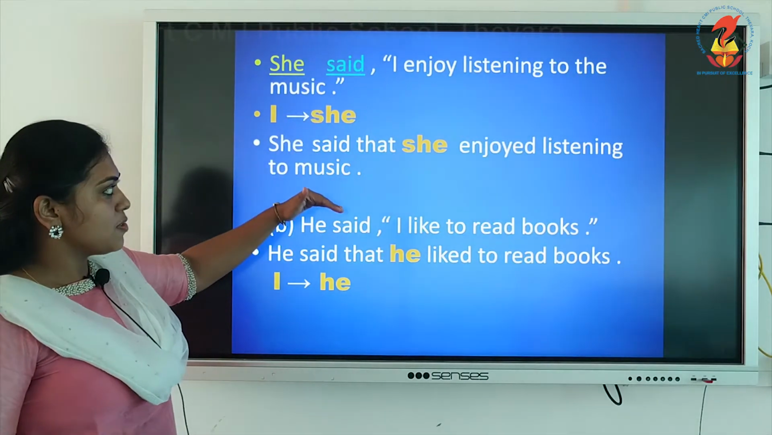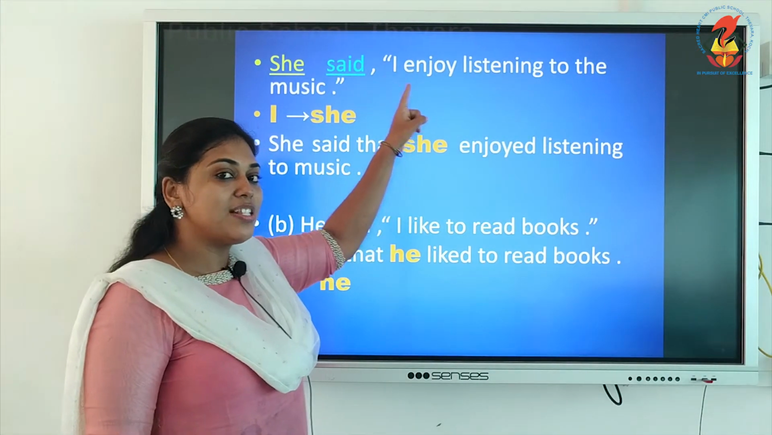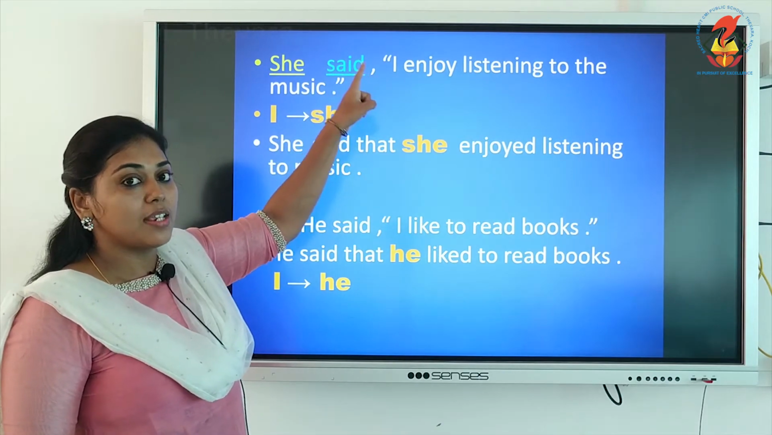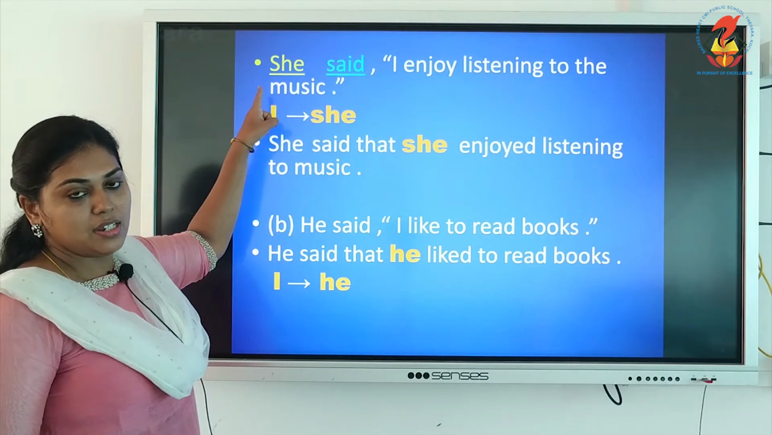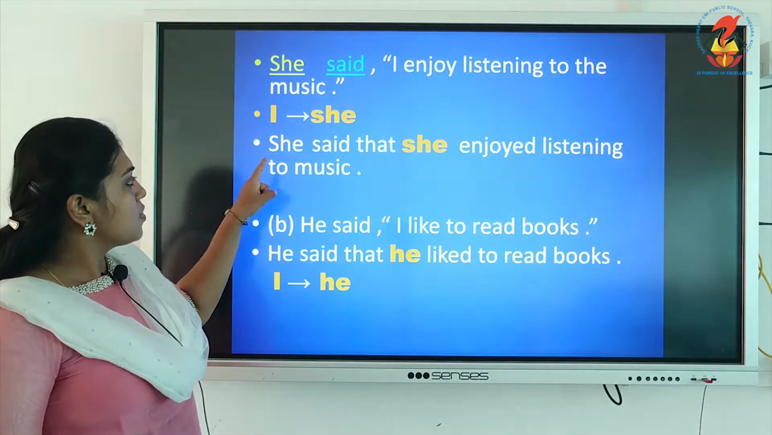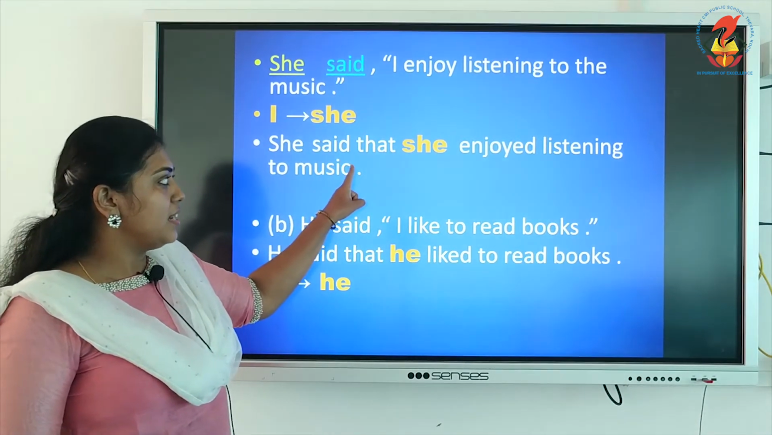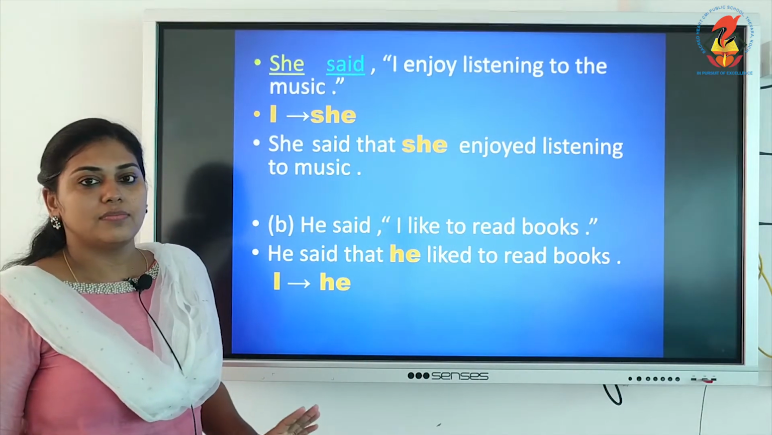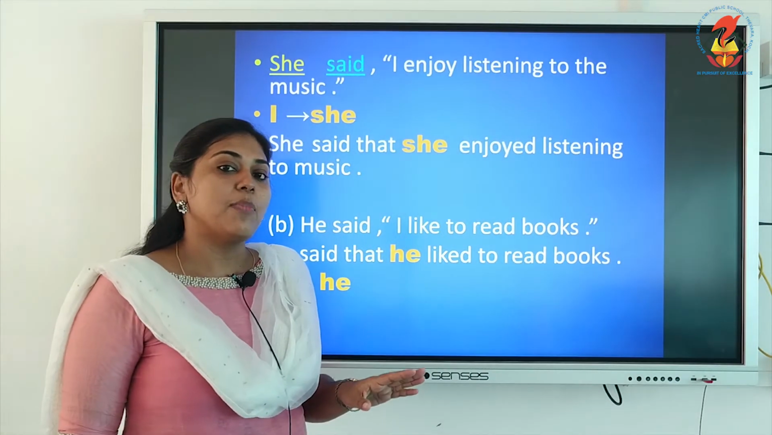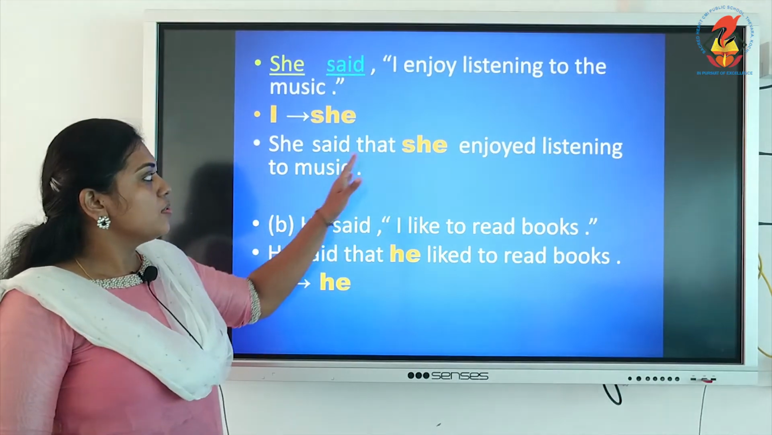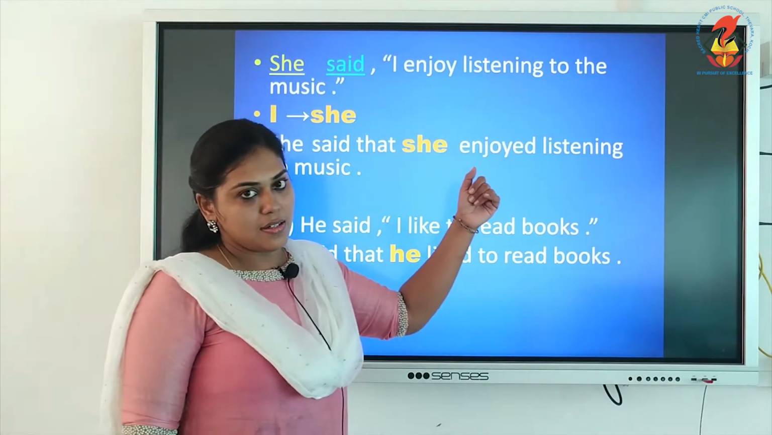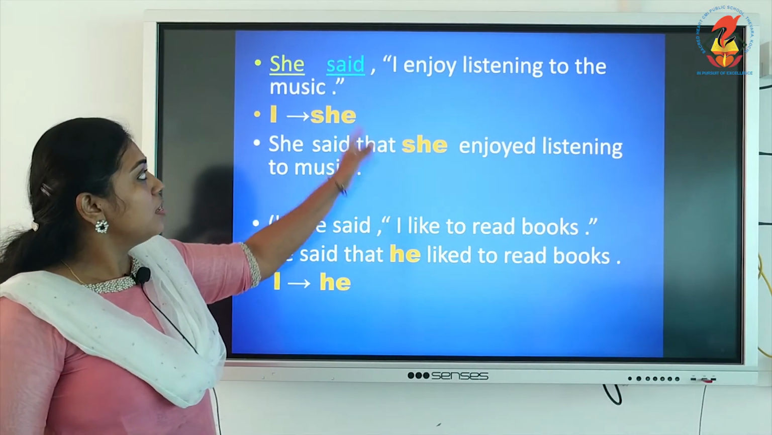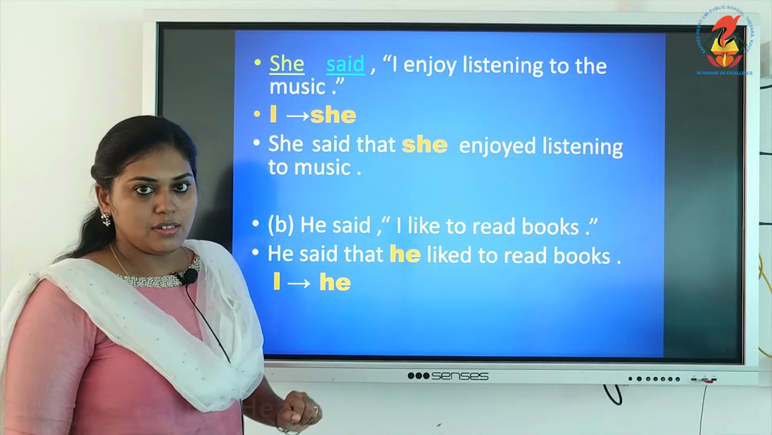So, the personal pronoun I will change to she, because we are using the same person or same gender as the subject given in the reporting verb. So, the sentence would be, she said that she enjoyed listening to music. See, here we are focusing only on the pronoun. So, that's why I am not talking about the tenses here. Tenses we shall do later. So, here I has been changed to she.